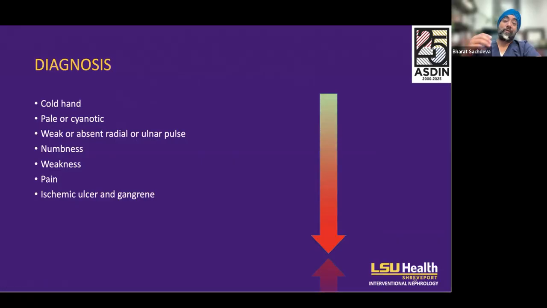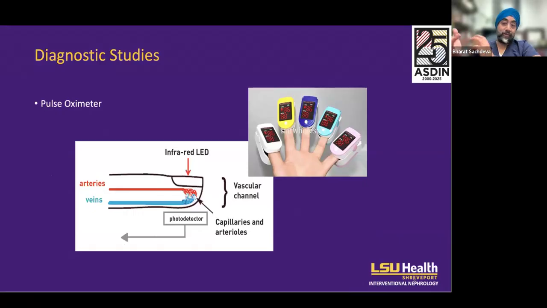Now, one of the things that I wanted in the dialysis units when I used to round early in my days was a pulse ox. And then the dialysis unit would not give me a pulse ox. But thank God, we have a pulse ox in every dialysis unit now. And that's the easiest way of diagnosing someone with a hand ischemia.